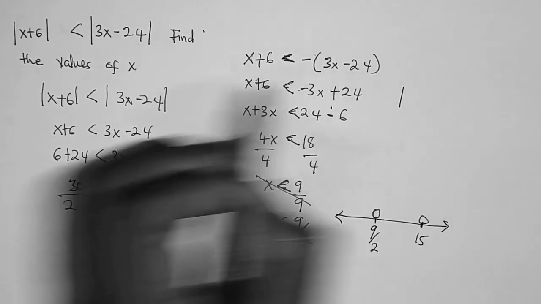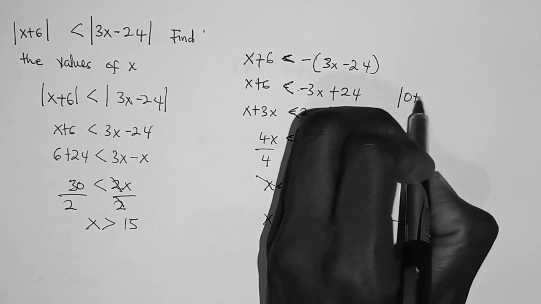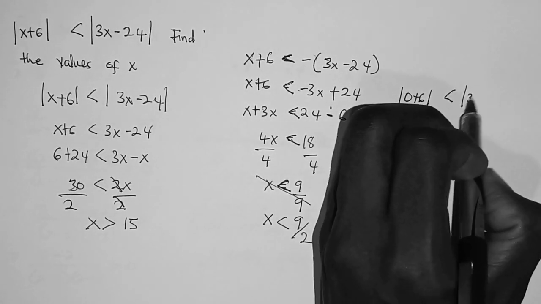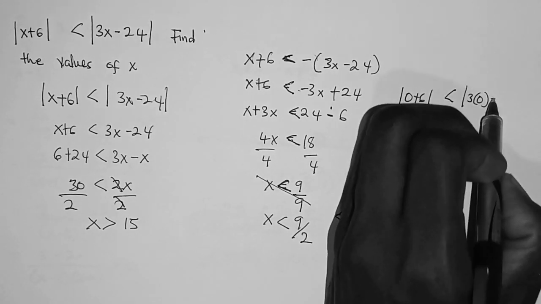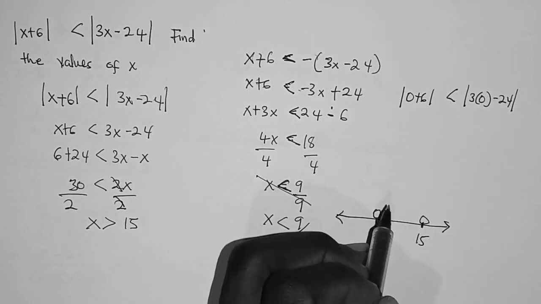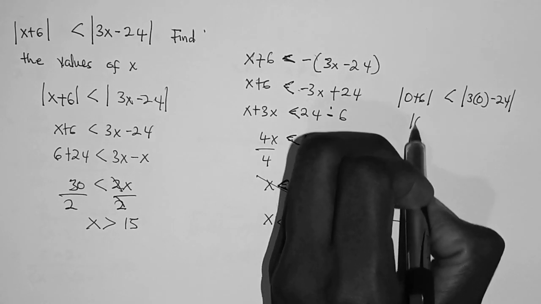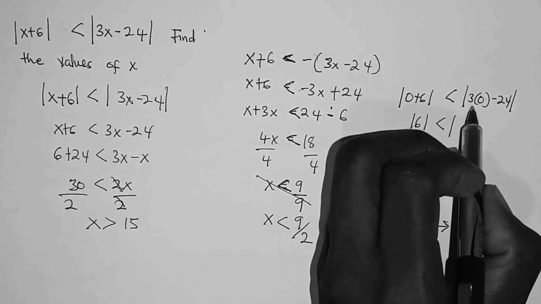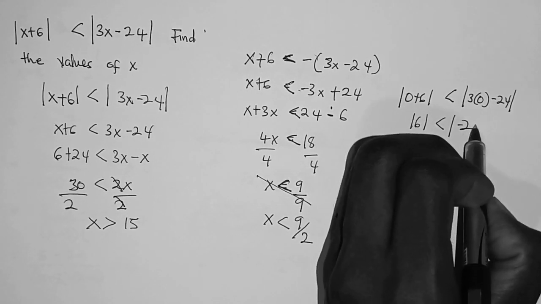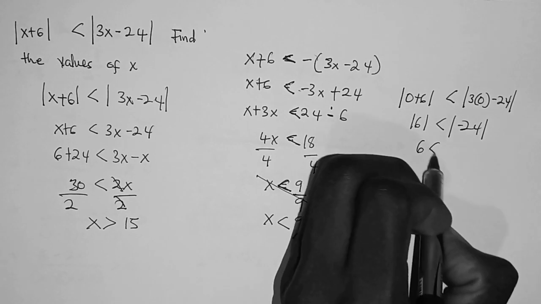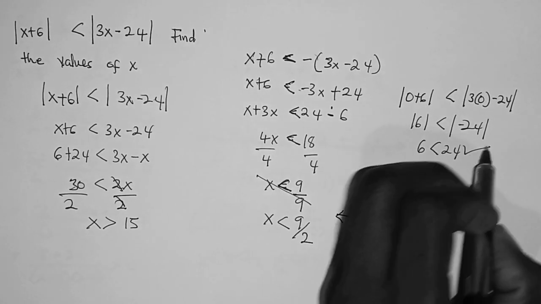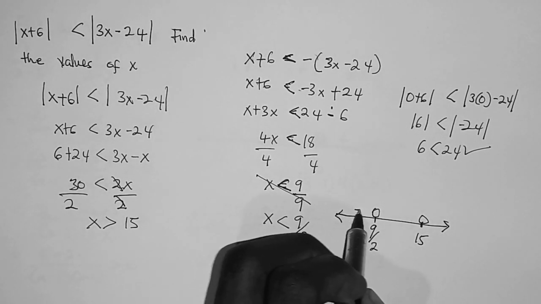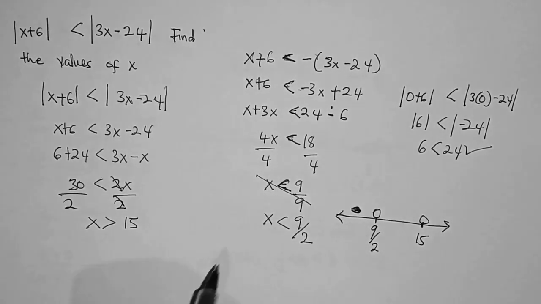So absolute value of 0 plus 6 is less than absolute value of 3 times 0 minus 24. So this becomes 0 plus 6 is 6. So absolute value of 6 less than absolute value of 3 times 0 is 0 minus 24. So in other words, 6 is less than 24. And this is true. 6 is less than 24. And therefore, this region is one of the required regions.